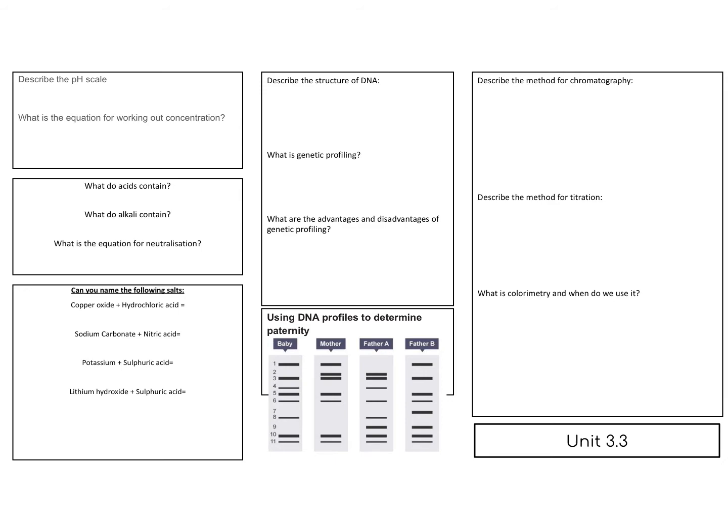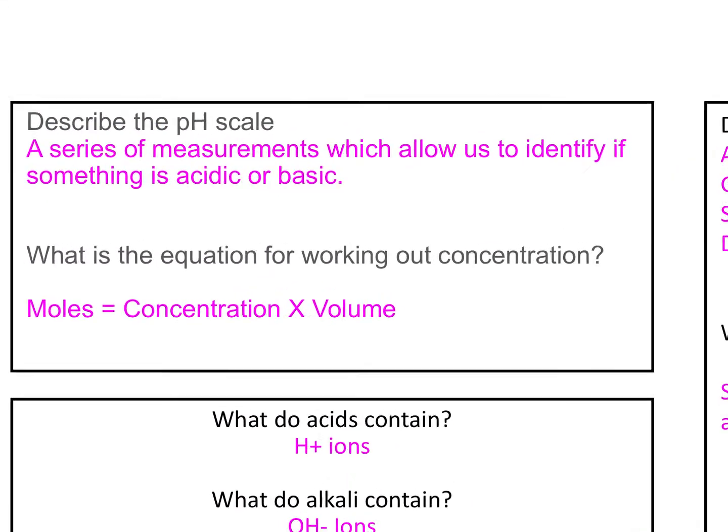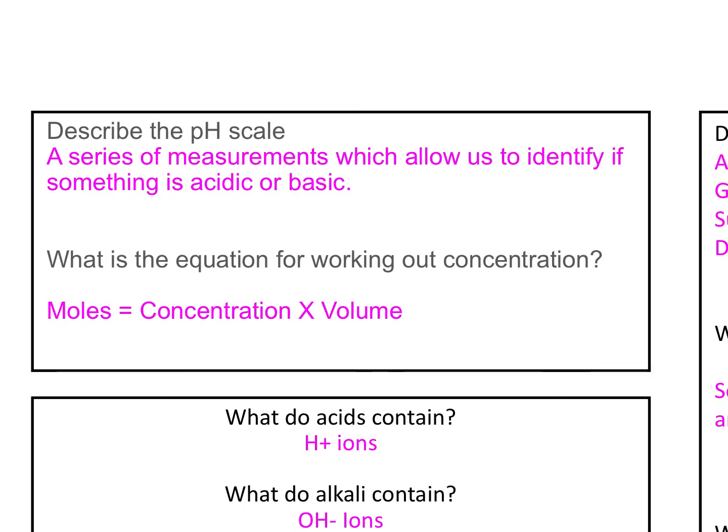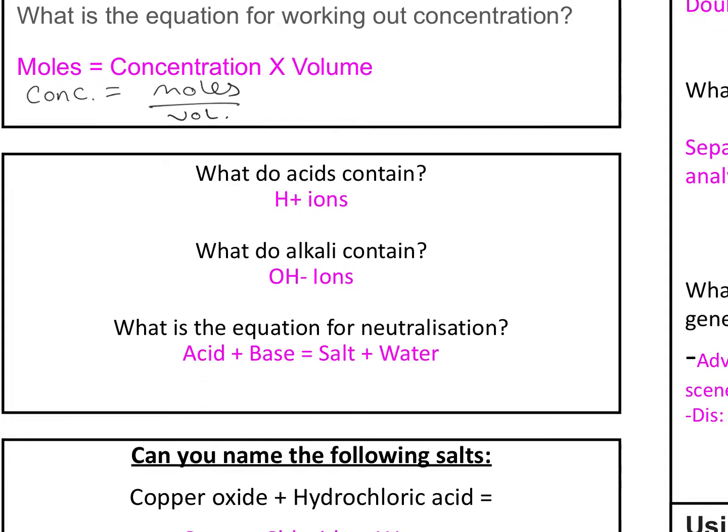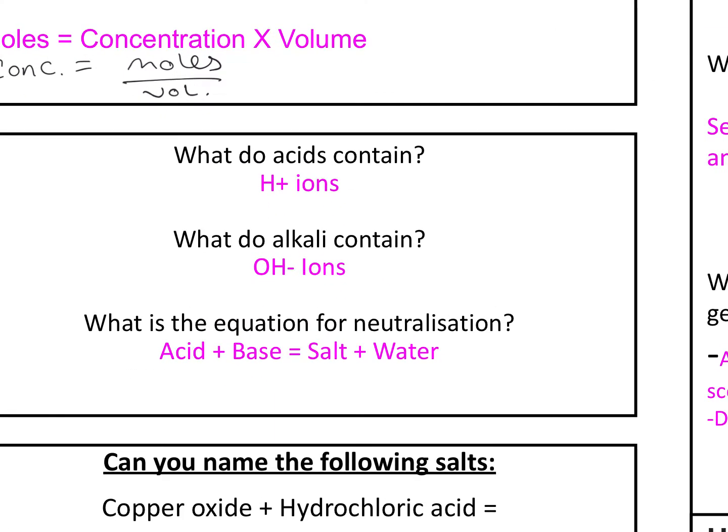Again, that's the sheet that you should have, and I'm going to run through the answers. First off, describing the pH scale, a series of measurements which allow us to identify if something is acidic or basic. What is the equation for working out concentration? So moles equals conc times volume. So concentration would be moles divided by volume. What do acids contain? H plus ions. What do alkalis contain? OH minus ions.